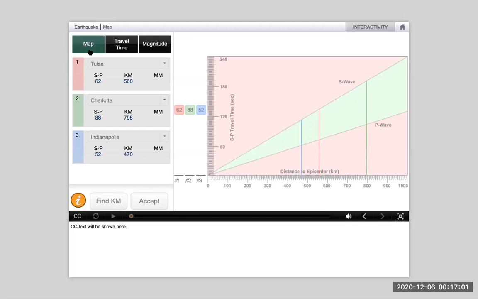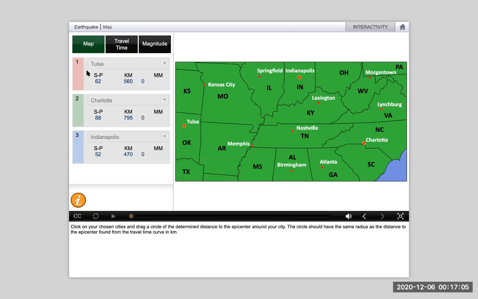Notice that this is flashing green here, so I click on your chosen cities and drag a circle of the determined distance to the epicenter around your city. As you should know from the reading and the lecture, it should have the same radius as the distance to the epicenter found on the travel time curve, in kilometers.